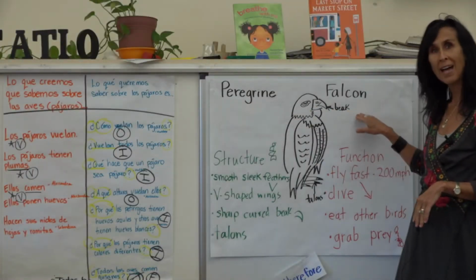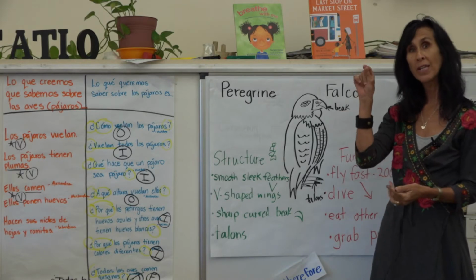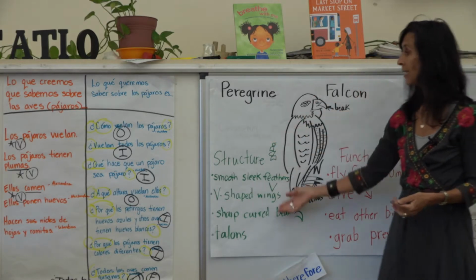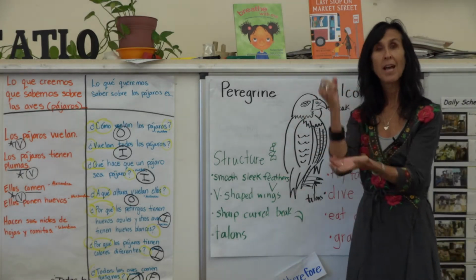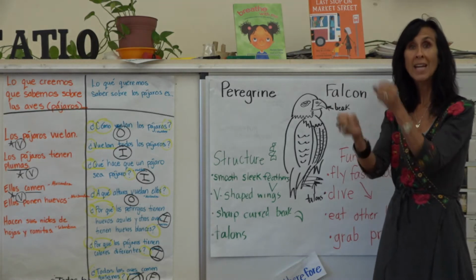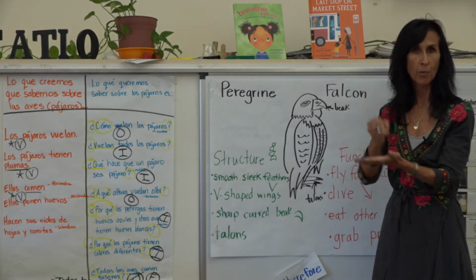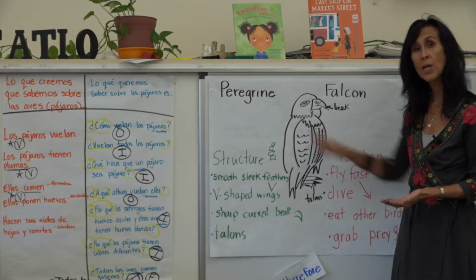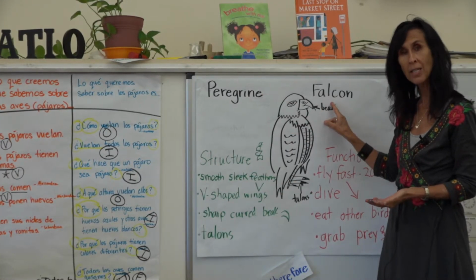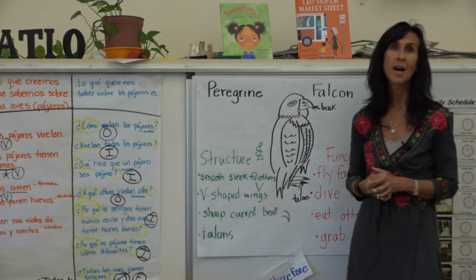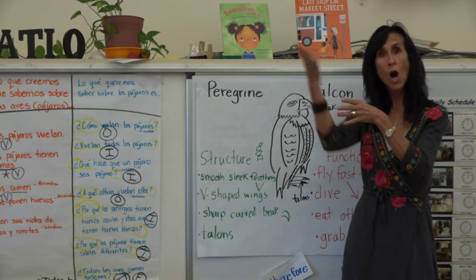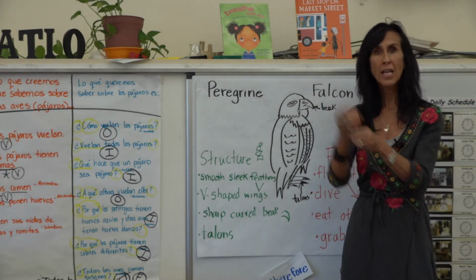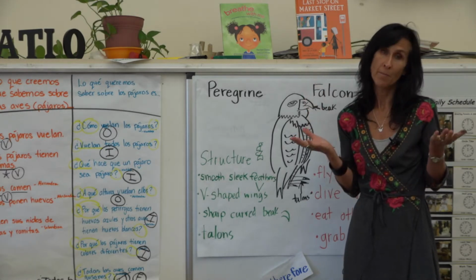We learned facts about the peregrine falcon by listing the structures and the functions, what it has, and the jobs of what it has or how it's built. Today we're going to use these facts that we know about the peregrine falcon to help us practice a type of language that's cause and effect. Say cause, why something happens.